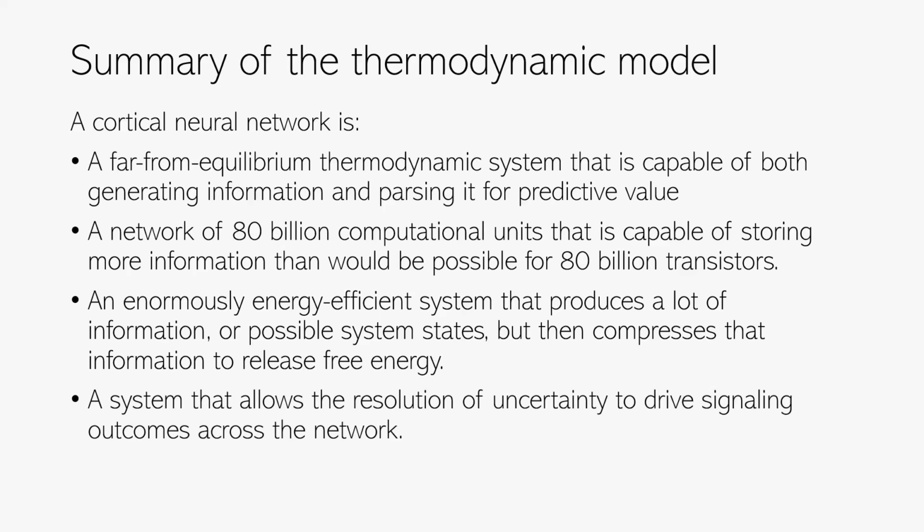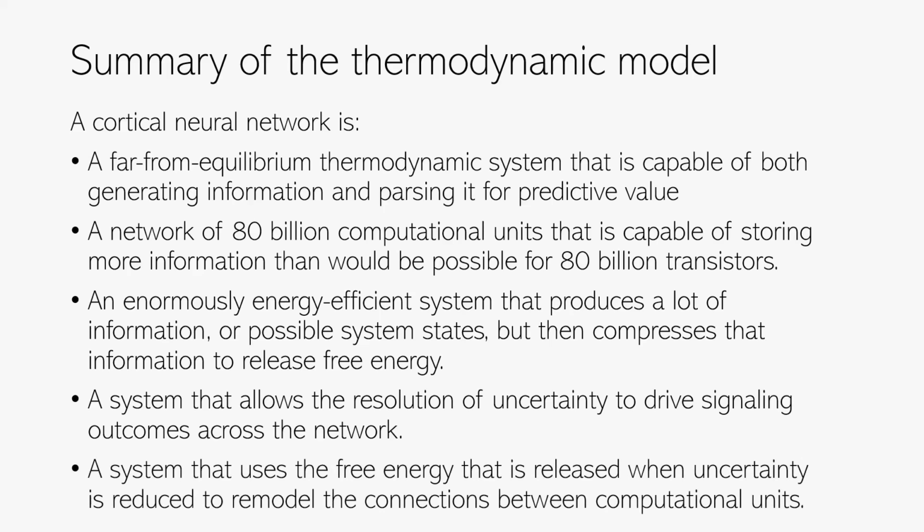And we have a system that allows the resolution of uncertainty to drive signaling outcomes across the network. And the synchronous neural activity in sparsely distributed cell populations encodes information. And finally, we have a system that uses the free energy that is released when uncertainty is reduced to remodel the connections between computational units. And that encodes the predictive value into the structure itself. So these patterns of neural activity are thermodynamically favored to reoccur in the future when a similar context presents itself.